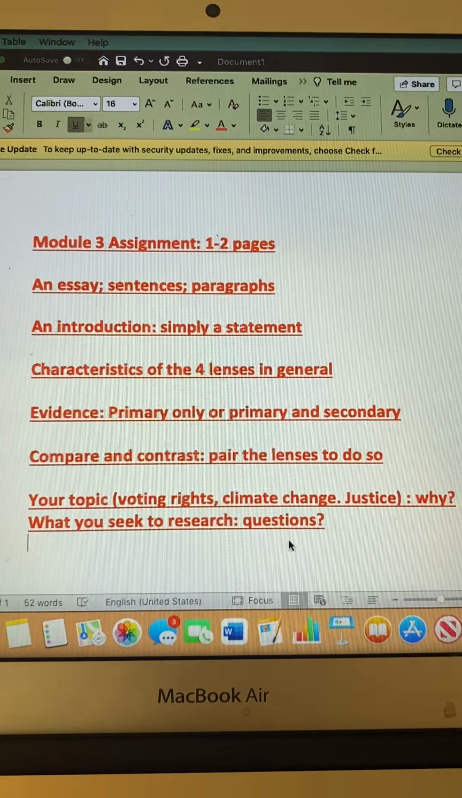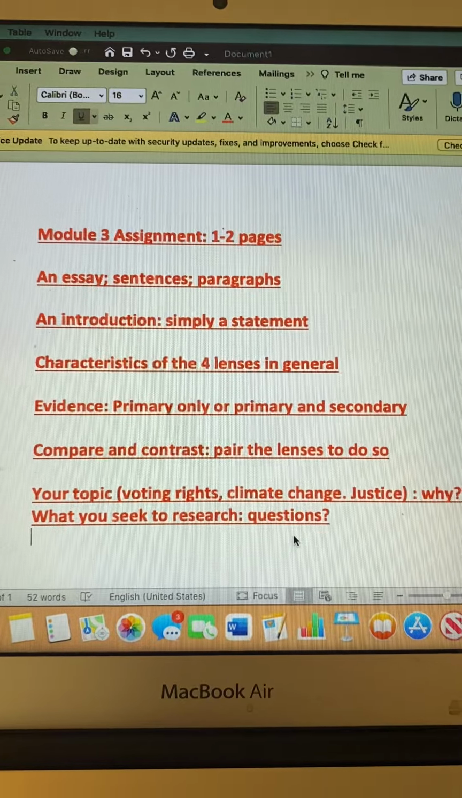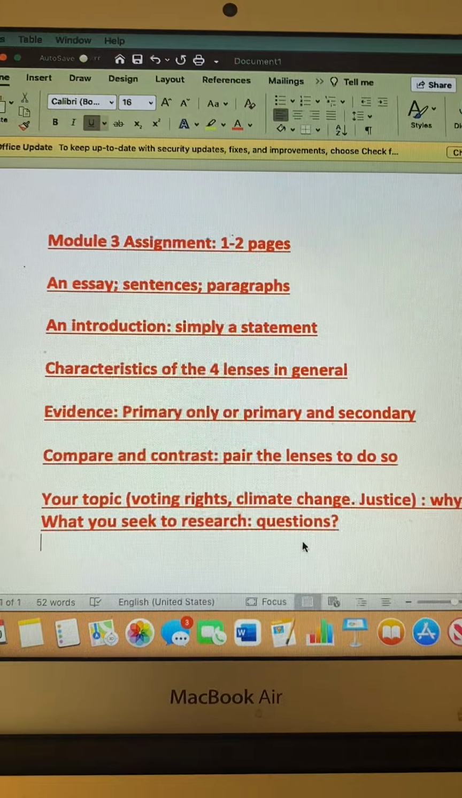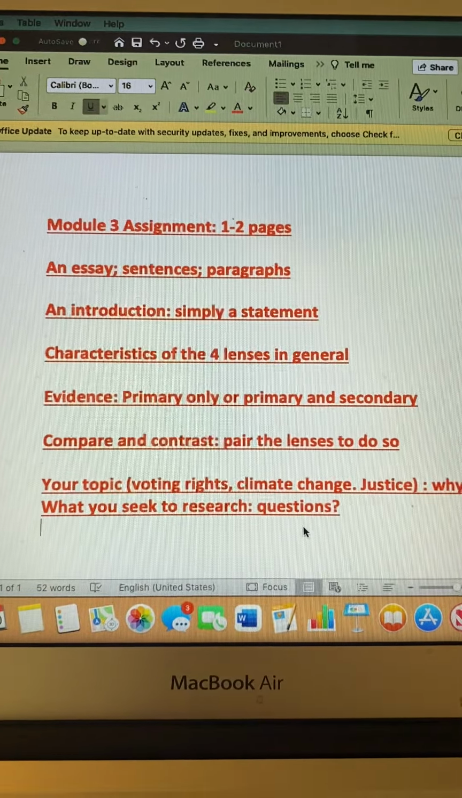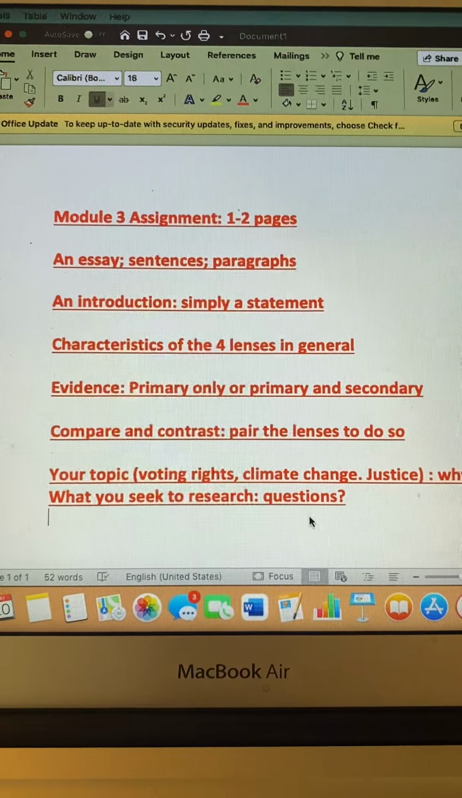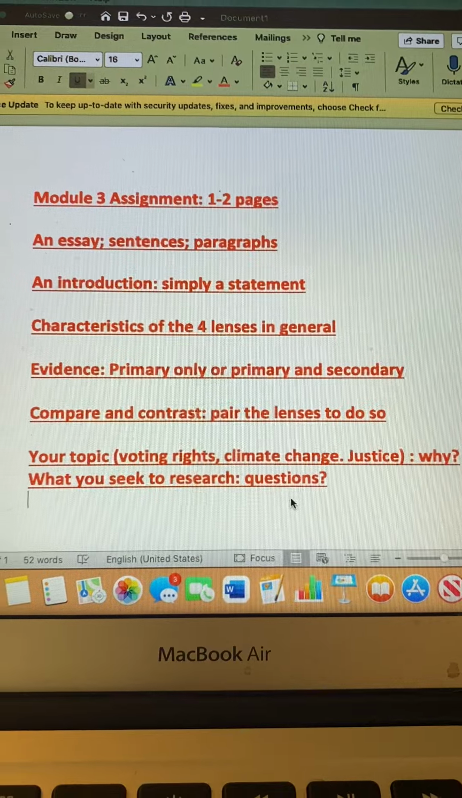It needs to have indented paragraphs. A paragraph is a unit of thought, and it needs to be 1 to 2 pages in length. Number 12, Times New Roman font. Okay, in Microsoft Word, and then submitted into the assignment area.